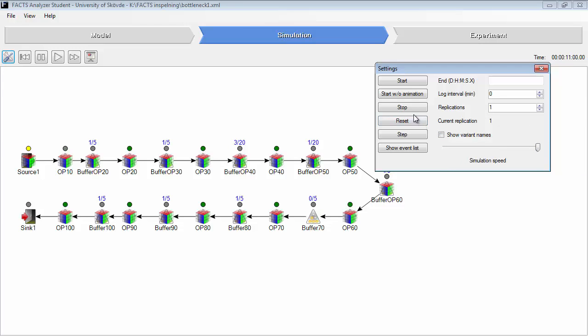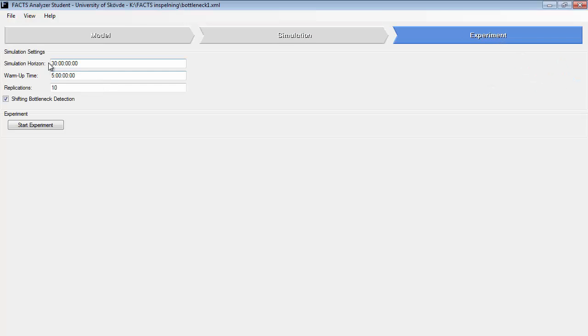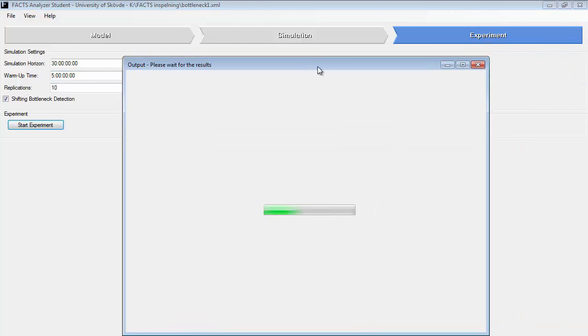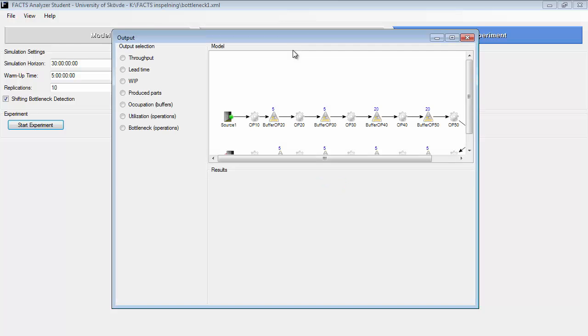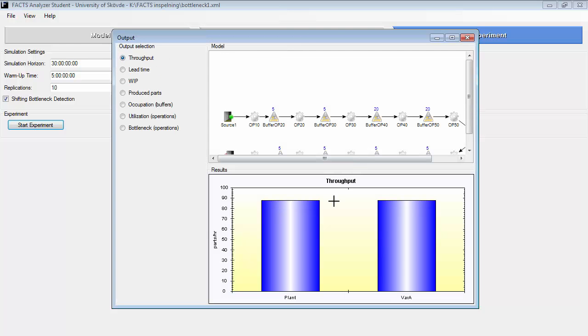it works just fine. Stop, reset, go to experiments, set simulation time of 30 days, warm-up time to 5 days, and replications to 10. And then start experiment. Watch the throughput per hour. It seems to be 87.64 parts per hour.